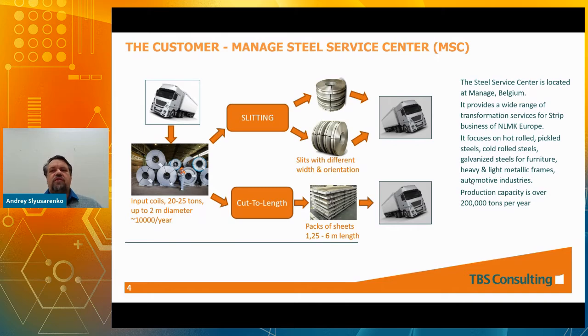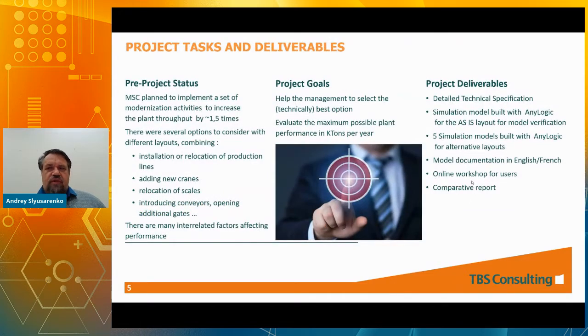So the Steel Service Center in question is located in the small town of Monceau in Belgium and provides a range of these cutting services for the strip business of NLMK Europe. The production capacity is over 200,000 tons per year. That means more than 10,000 coils.